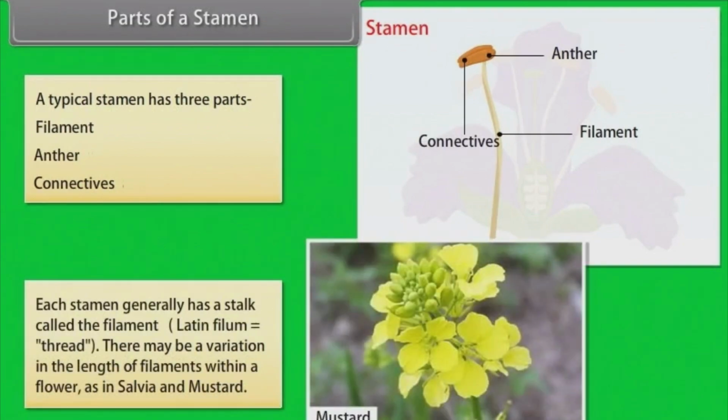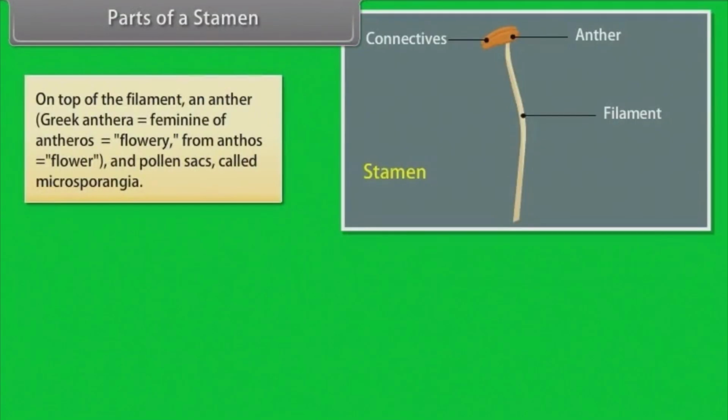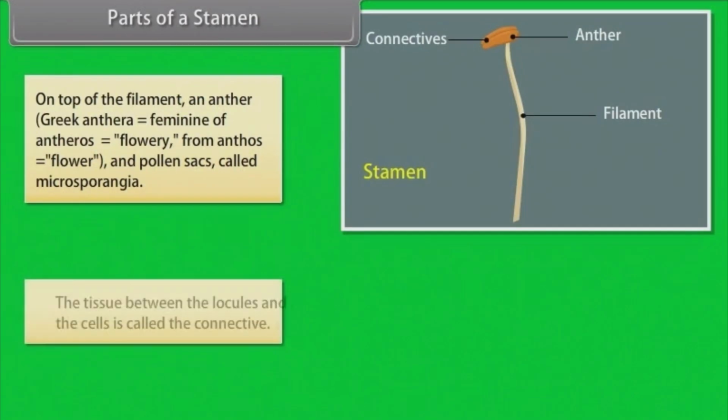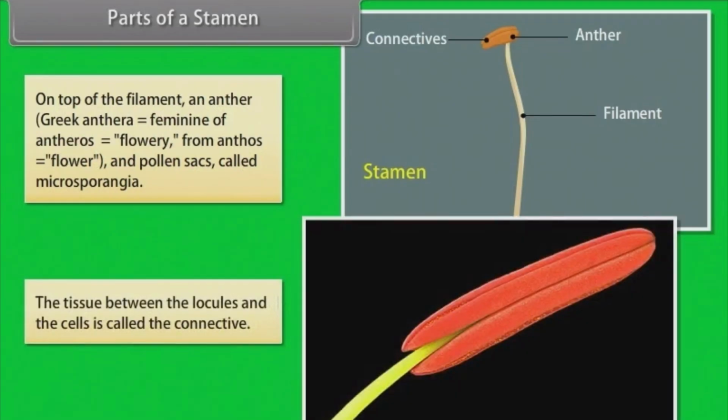Each stamen generally has a stalk called filament. There may be a variation in the length of filaments within a flower, as in Salvia and mustard. On top of the filament is the anther, with pollen sacs called microsporangia. The tissue between the locules is called the connective.